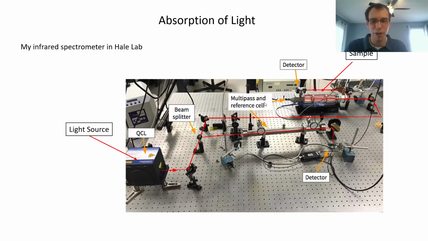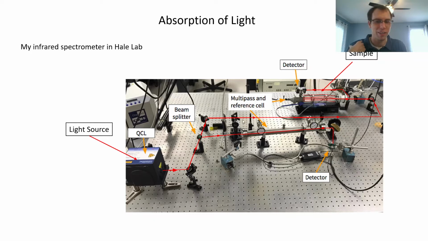I also don't have a monochromator, and we'll get to this when we talk about light sources. But lasers sort of have a built-in monochromator. They produce light at a very specific wavelength. So the light gets produced from my quantum cascade laser and then gets sent through. Over here is where our sample is. So this is what's called a multipass cell, and the light bounces back and forth a bunch of times.